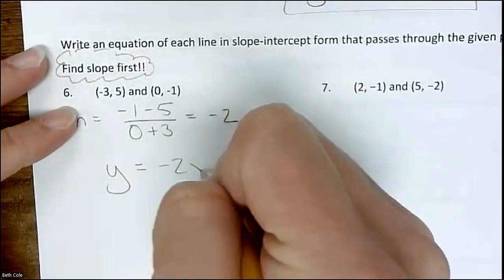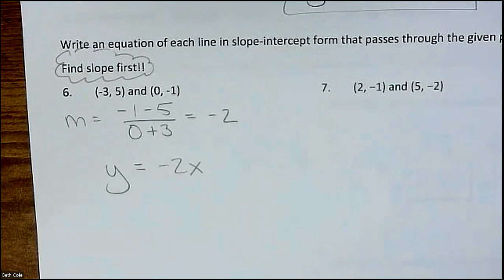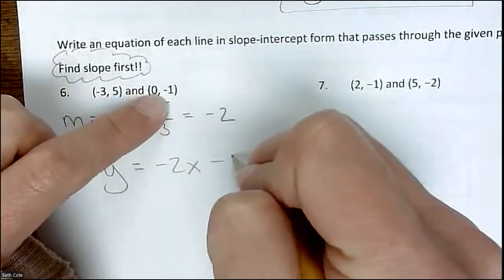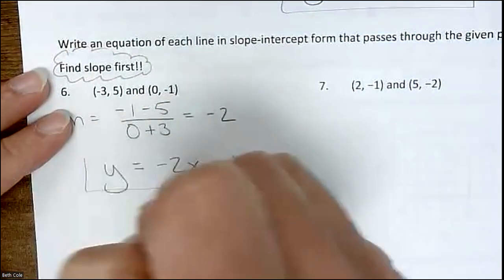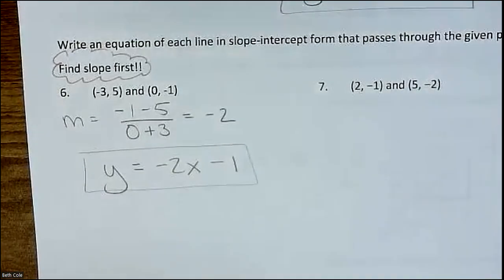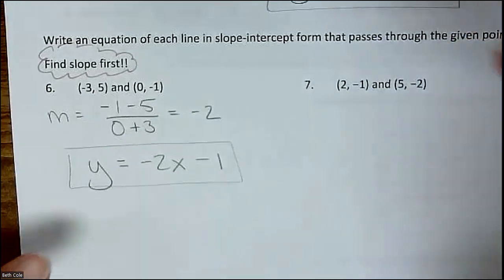Yeah, -2. y equals -2x. And then our y-intercept is -1. So if you're given the y-intercept, you can actually skip doing that because you have all the information. I actually didn't realize that until right then. All right, let's try that again.